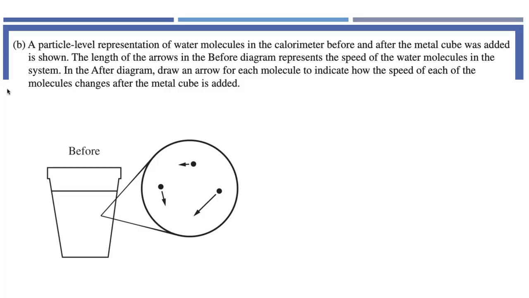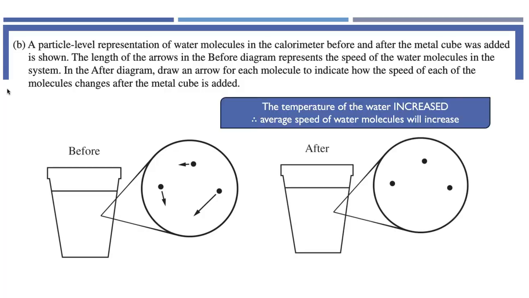Well, we know that the water temperature went up, and that means because the water temperature went up, the average speed of the water molecules will increase. And therefore, since the molecules are going faster, the arrows that I draw on average need to be longer than the arrows in the before diagram. So that's what I drew.